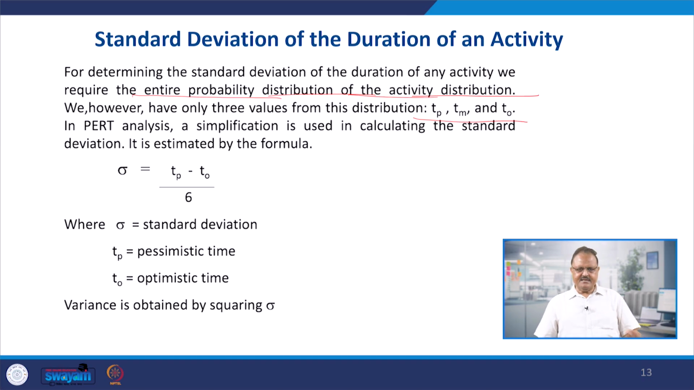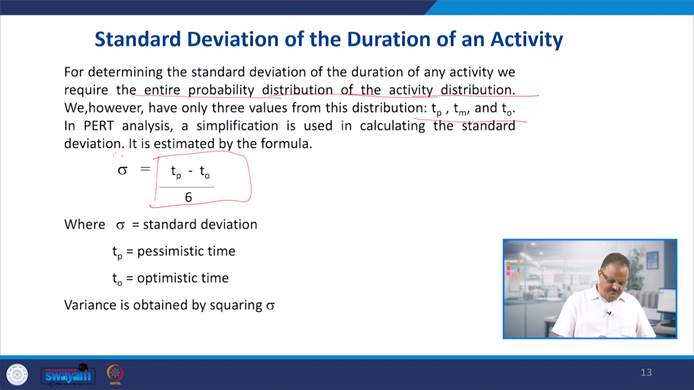But PERT analysis further simplifies it. It doesn't use even these 3 time estimates for calculating standard deviation. For calculating standard deviation, you can use a given model here. This is a standard model, where it uses only TP and TO, and it divides TP minus TO by 6. So it gives us the value of sigma, and this sigma is basically the standard deviation.